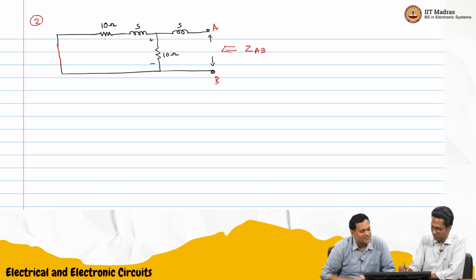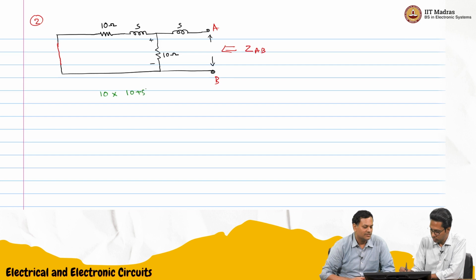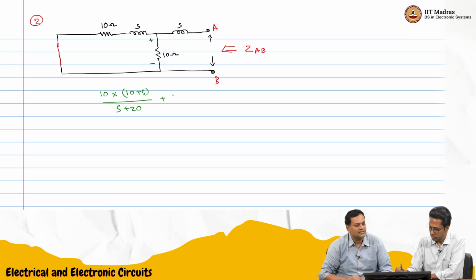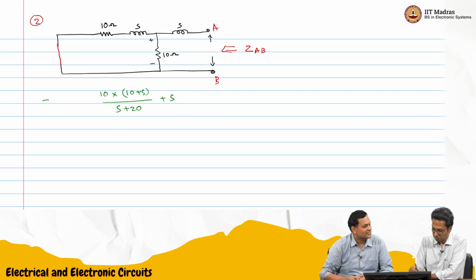So it's 10 and these are coming in parallel. So this is 10 into 10 plus S divided by S plus 20, and then you add S in series. Plus S. This is ZAB. Very easy. So this is ZTH of S.